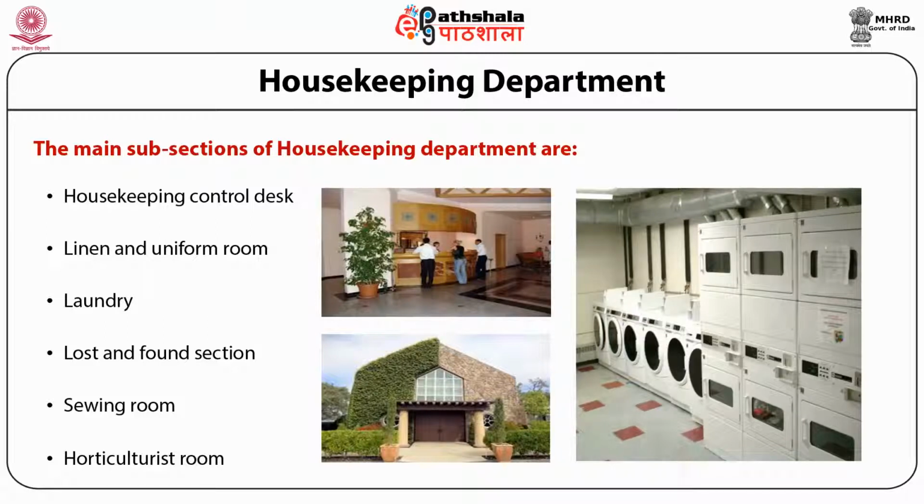There are two rooms for the horticulture section. One is inside the hotel that will have all the material related to the flower arrangements, and the second one may be outside the hotel building, which will store heavy equipment such as lawn mowers, sprinklers, etc. These are kept under strict control.